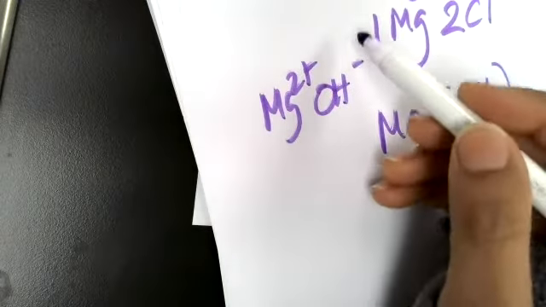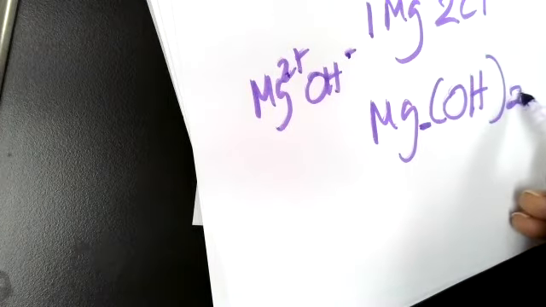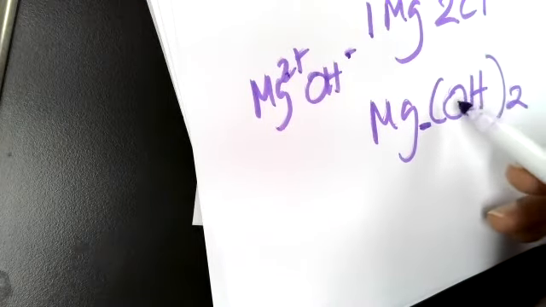Let's try something a little more complicated, maybe something involving a polyatomic ion. I've got magnesium hydroxide, and this 2 applies to the hydroxide because magnesium has a charge of 2 plus and hydroxide has a charge of -1. When I cross charges, the 1 becomes the subscript for magnesium and the 2 becomes the subscript for hydroxide. Because this 2 applies to the entire polyatomic ion, you have 2 hydroxides in total.